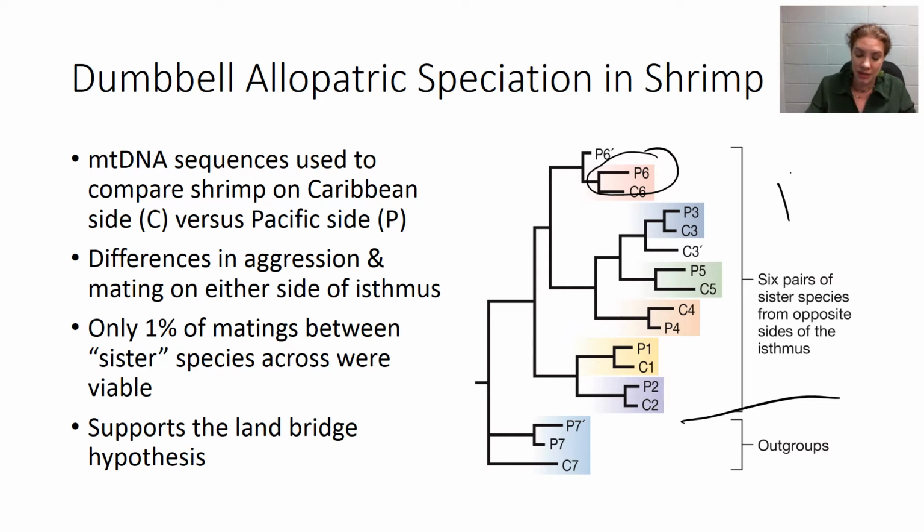So in this particular case, you had 1% that were successful matings, and the P7s down here would have been one of the ones that was like 60% successful matings. So that was allopatric speciation and a real-world example.